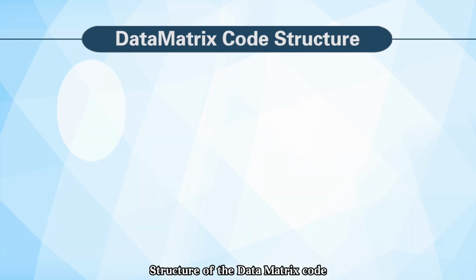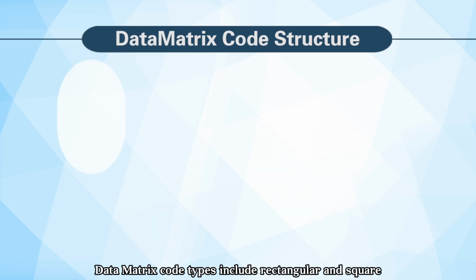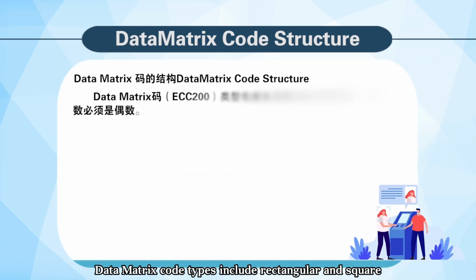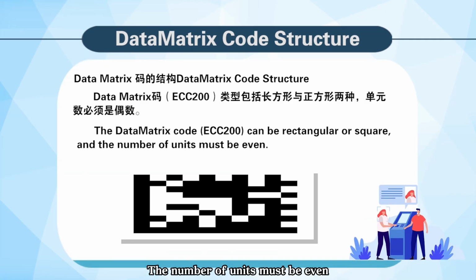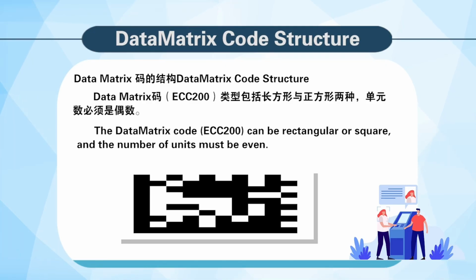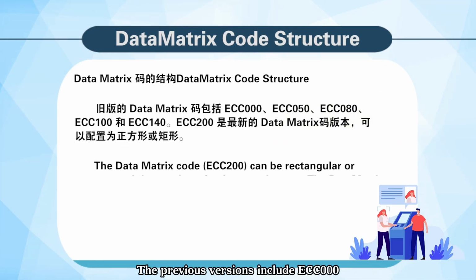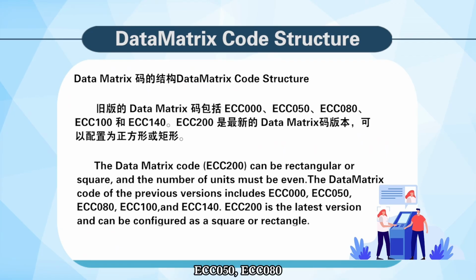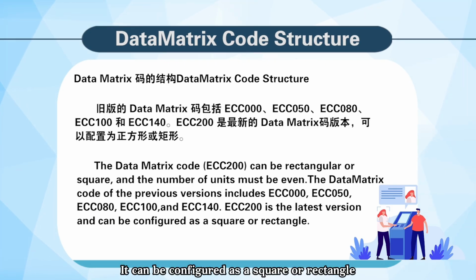Structure of the DataMatrix code. DataMatrix code types include rectangular and square. The number of units must be even. The previous versions include ECC000, ECC050, ECC080, ECC100, and ECC140. While ECC200 is the latest version, it can be configured as a square or rectangle.